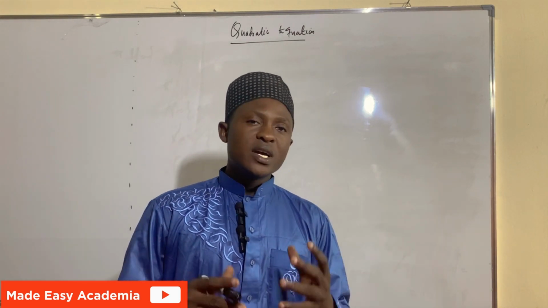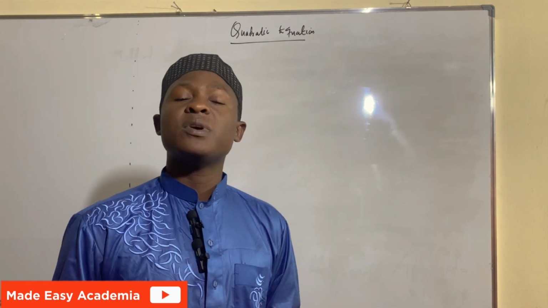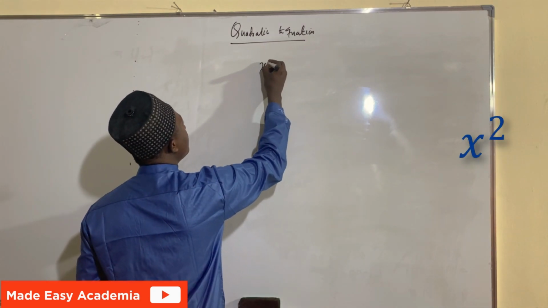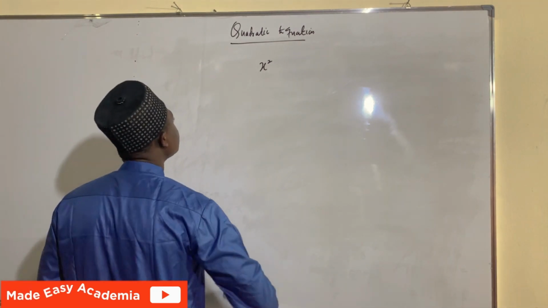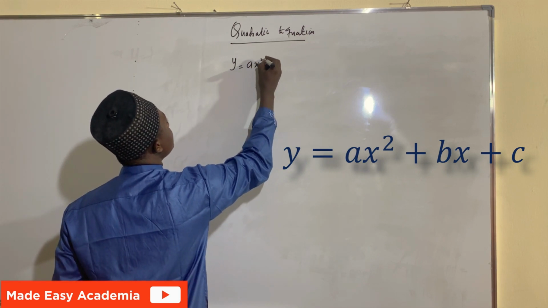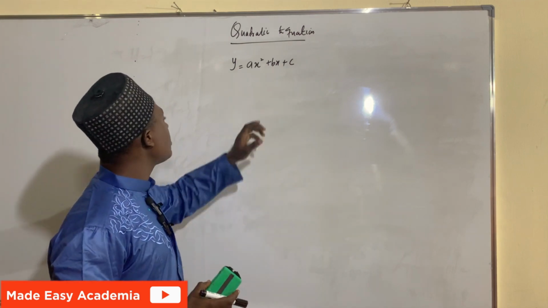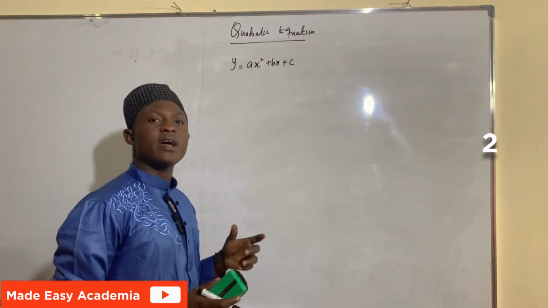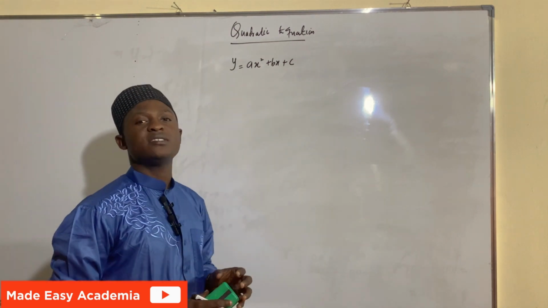When we're talking about a quadratic equation, it is an equation of degree 2. That is, the highest exponent of that function is 2. That is when it has the power of 2 like this, so we can call it a quadratic equation. For example, let's say we have y is equal to ax squared plus bx plus c. We can clearly see the exponent of this is 2. So when it has an exponent of 2, we call it a quadratic equation.